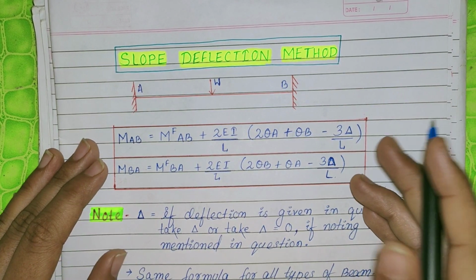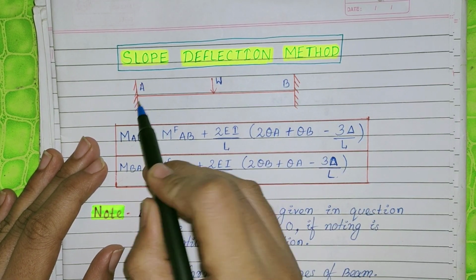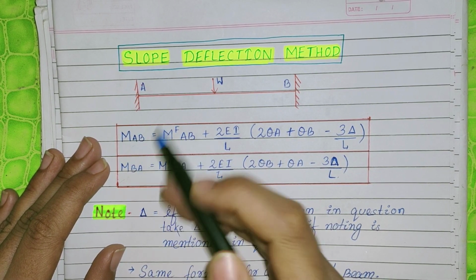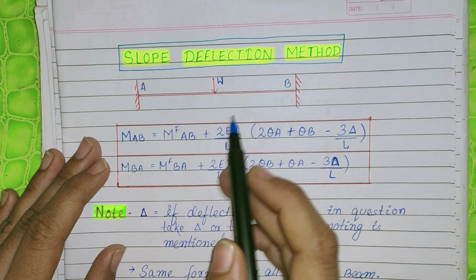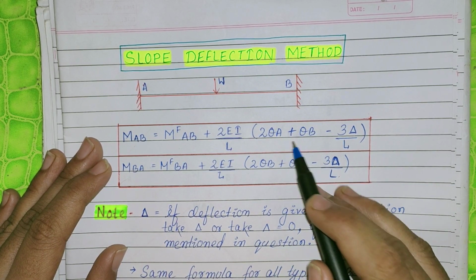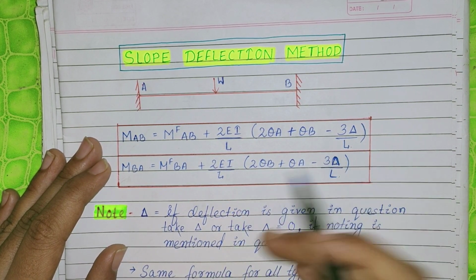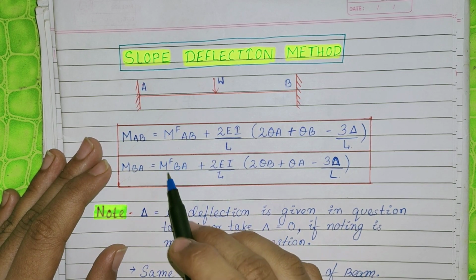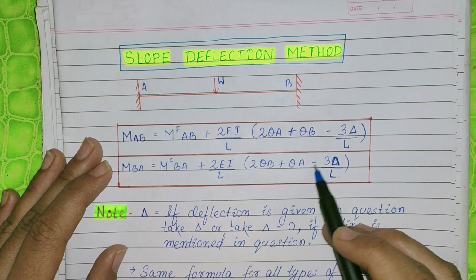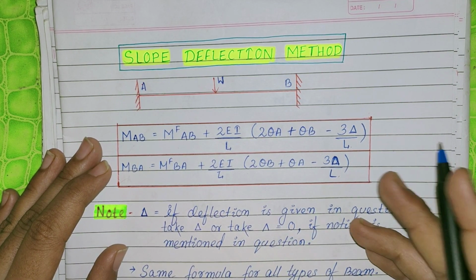Before we get started, let us see the formula for the slope deflection equation. If we have a fixed beam as shown in the figure, for calculating moment about A to B, that is MAB, the formula to be used is MAB = MFAB + 2EI/L × (2θA + θB − 3Δ/L). And for MBA, the formula is MBA = MFBA + 2EI/L × (2θB + θA − 3Δ/L). These two equations are known as slope deflection equations.